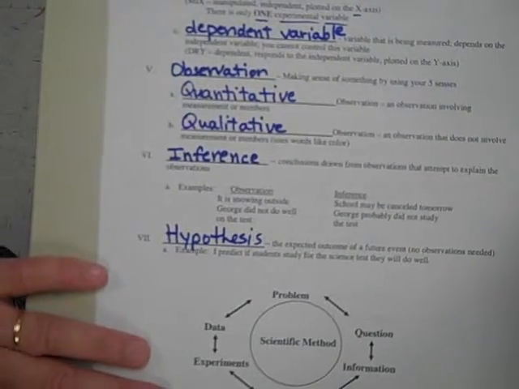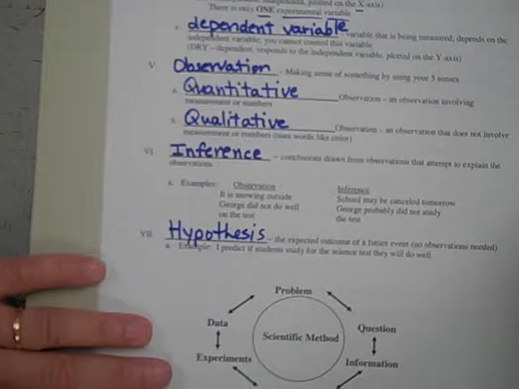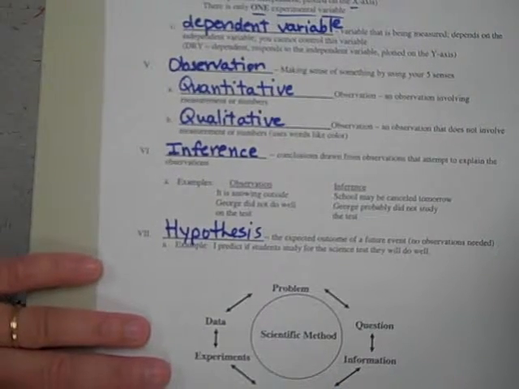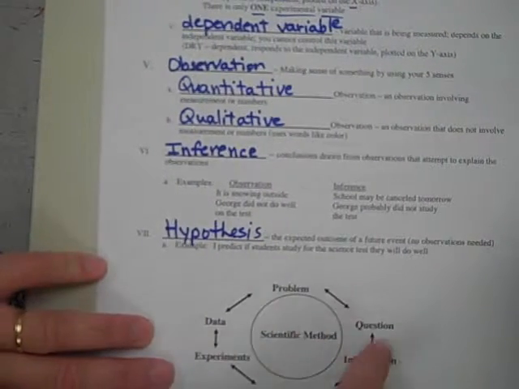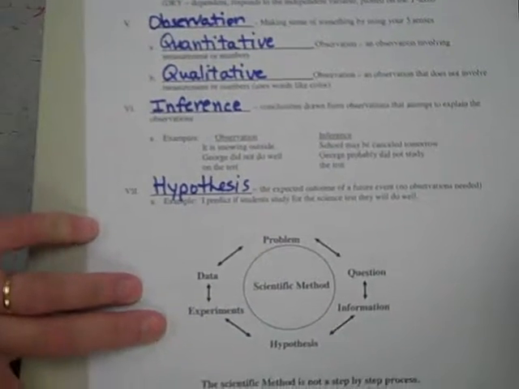The scientific method is not a step-by-step process. It is flexible in that it often changes as information is gathered. This is a really good diagram here.